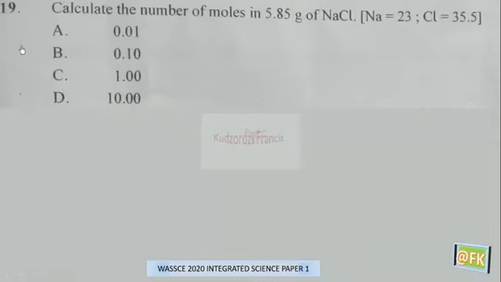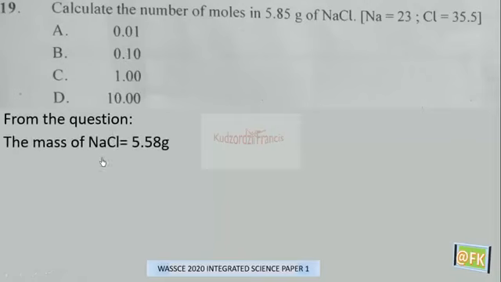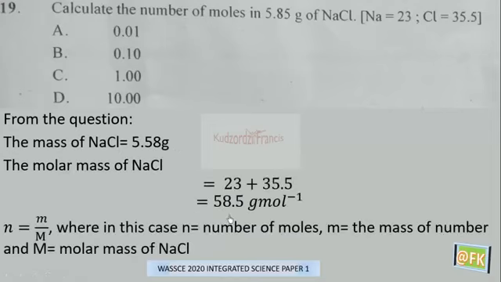Question 19. Calculate the number of moles in 5.85 grams of sodium chloride. From the question, we know the mass of sodium chloride to be 5.85 grams. Molar mass is 58.5 grams per mole. Using the relation n equals m over M.